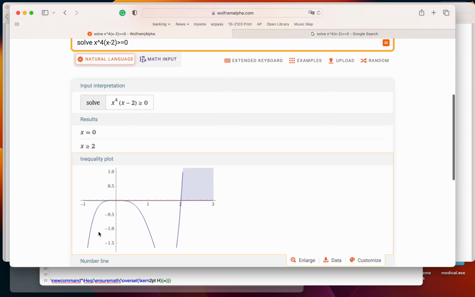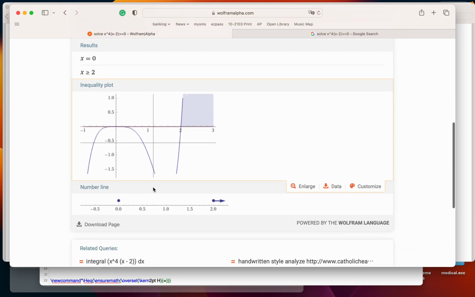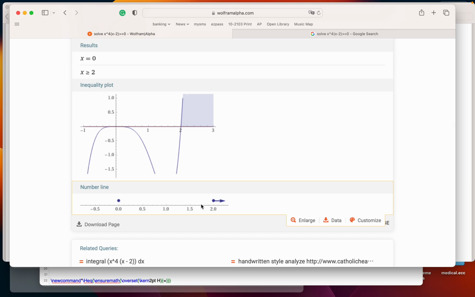All right, so they also provide a graph for you. You may look at this graph and get confused by it, but more importantly, they also provide a number line solution to the problem, exactly what we said it was in class, where it's hitting exactly at 0, there's only 1 point over there, and it goes from 2 to infinity, all right, including the number 2.